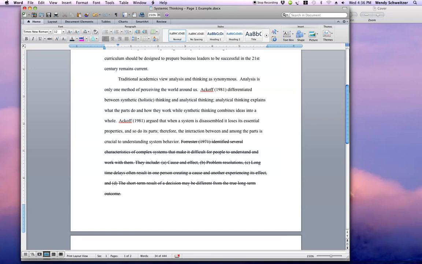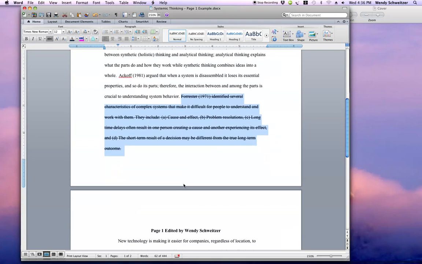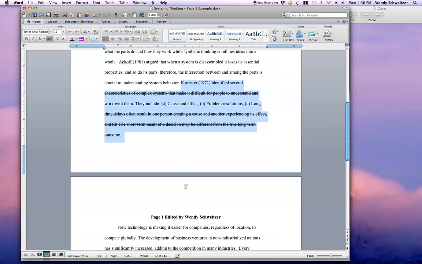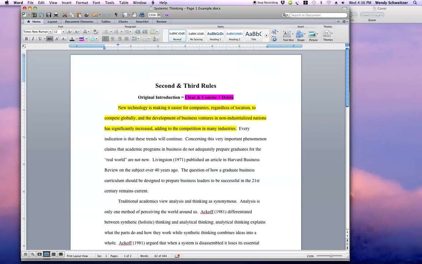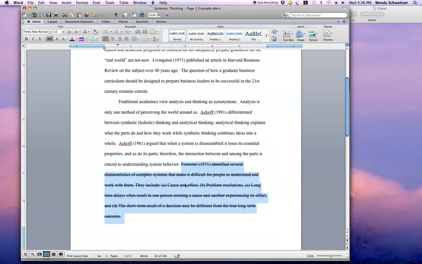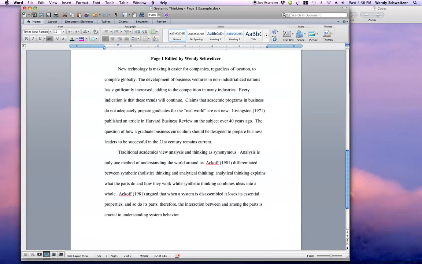So, I wanted to end with, therefore, the interaction between and among the parts is crucial to understanding system behavior. And I deleted all this from the actual article. And I personally think it's a much better way to end the paragraph. So this is what it was, and this is what it looked like after I was done with it.